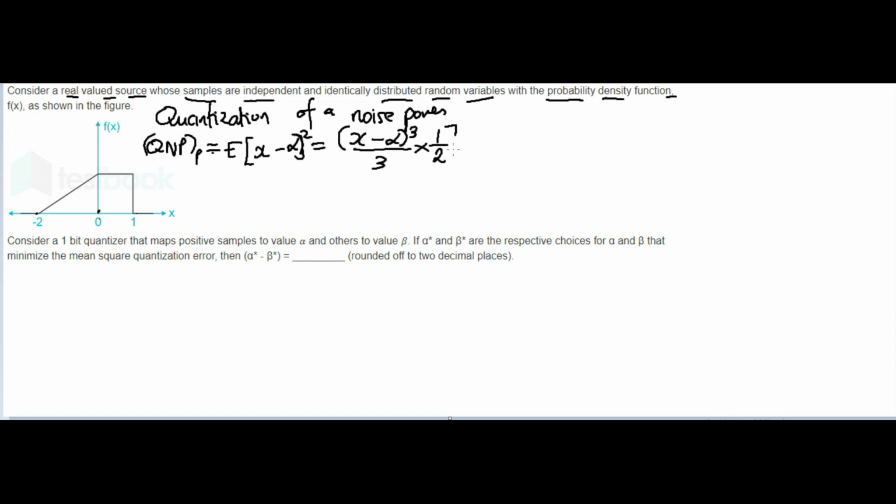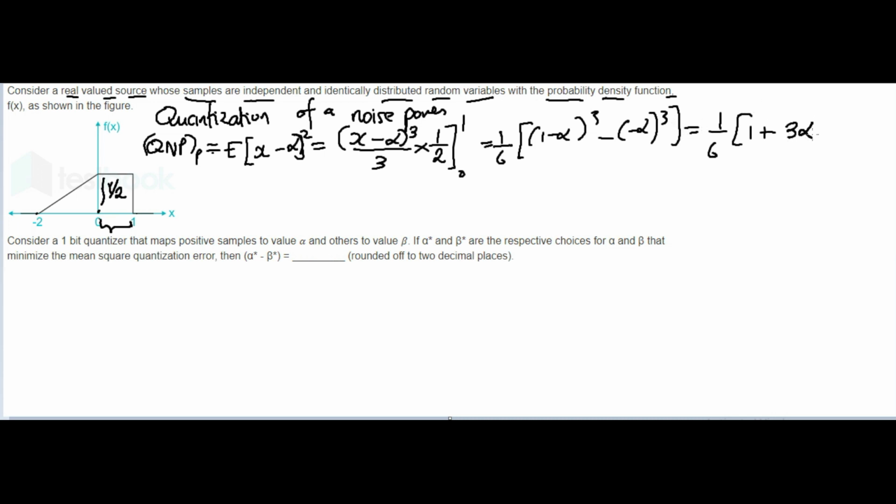I can make it from 0 to 1, because now I consider this portion, which is 1 by 2. Now if I differentiate, first I write 1 divided by 6, because 2 into 3 is 6, into (1 minus alpha) the whole cube minus (minus alpha) the whole cube. After substitution, you get 1 by 6 into 1 plus, using the formula a plus b the whole square or a minus b the whole square, you separate it. After separation you will get 3 alpha square, and then minus 3 alpha.